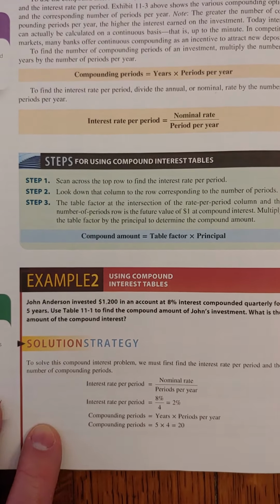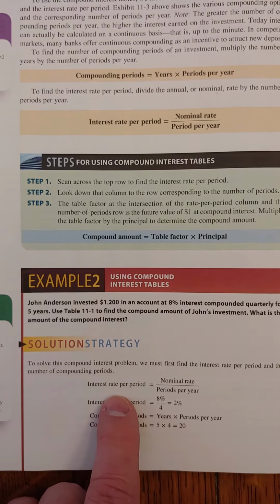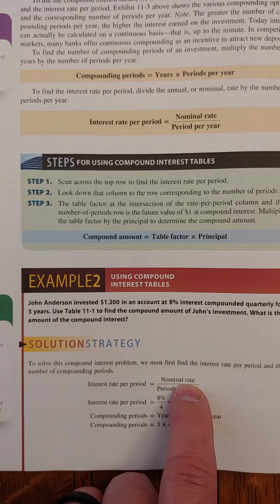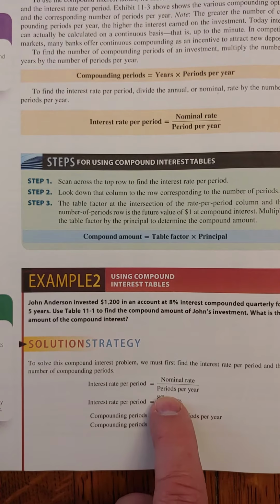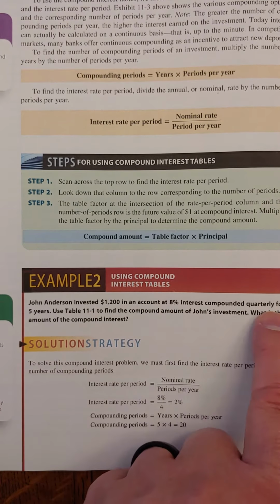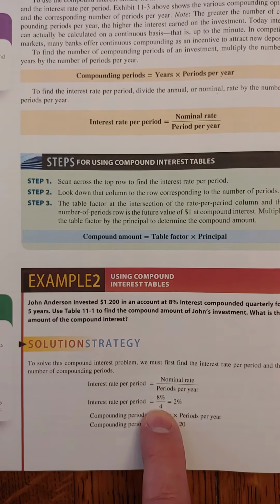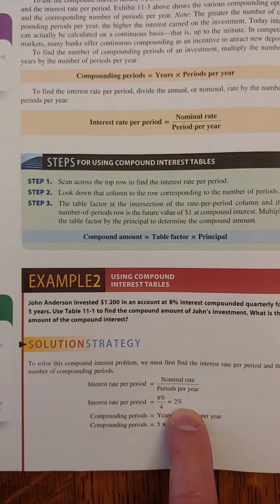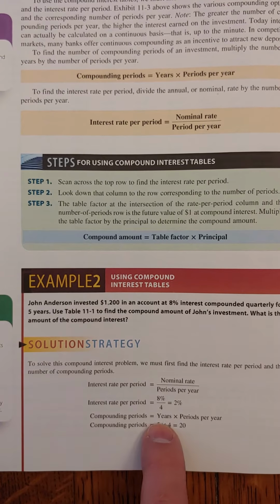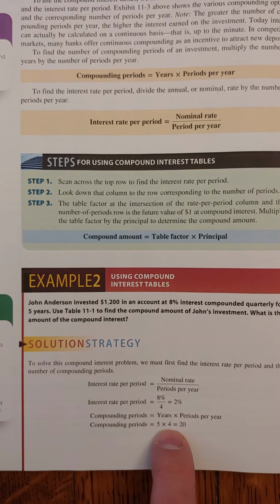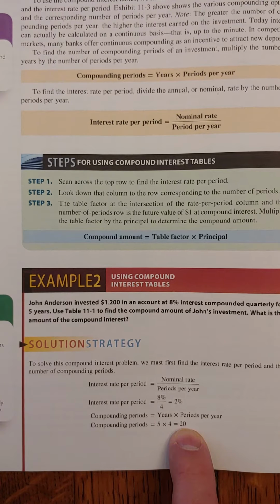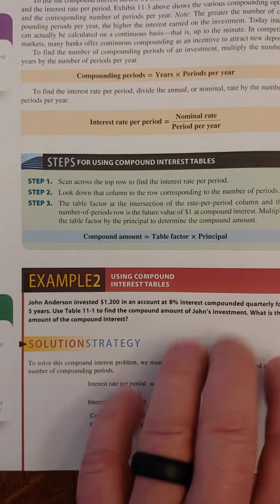And that's what they calculate down below here. First, they need to know the interest rate per period. The nominal rate is 8%, periods per year, 4 quarterly, so it's going to be 2%. How many total compounding periods? Well, it's for 5 years, 4 periods, so it's 20. So it's 2% and 20.